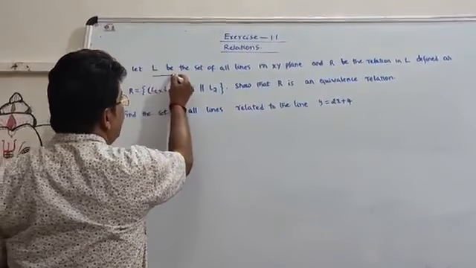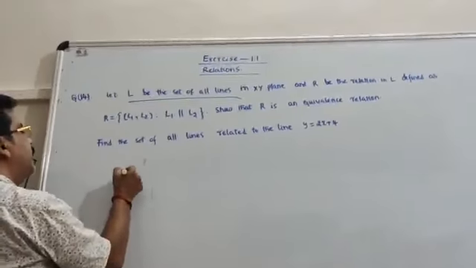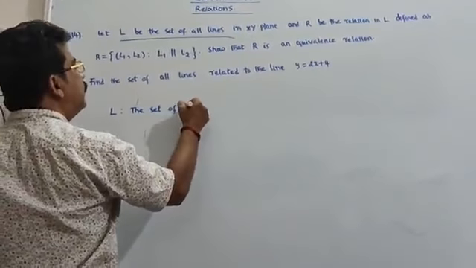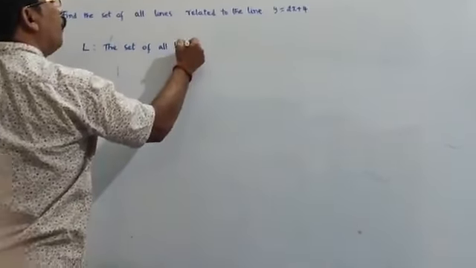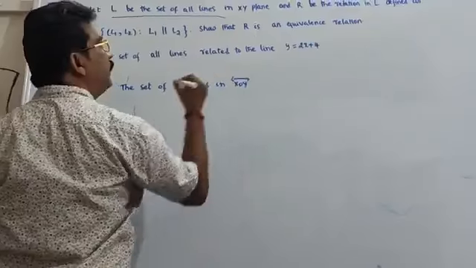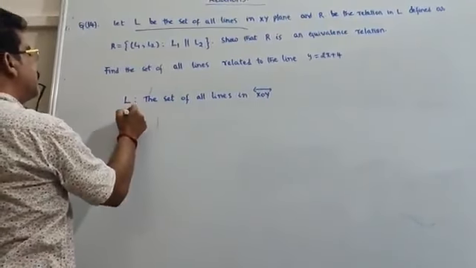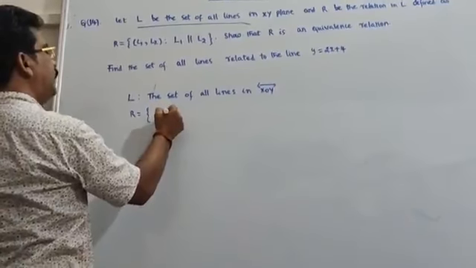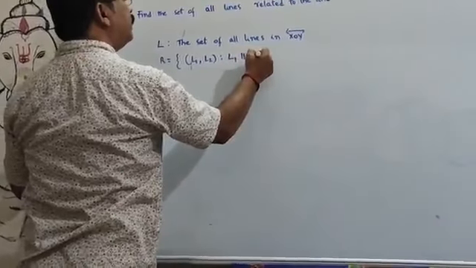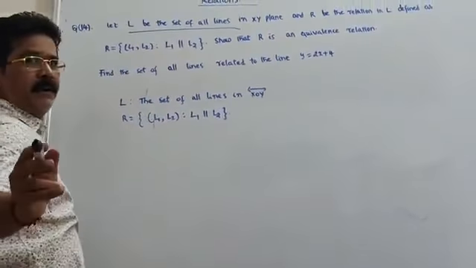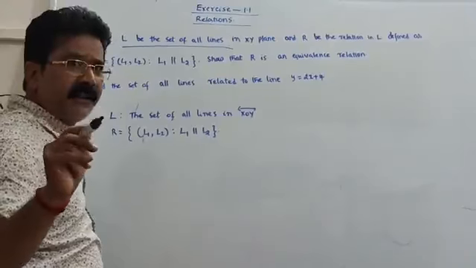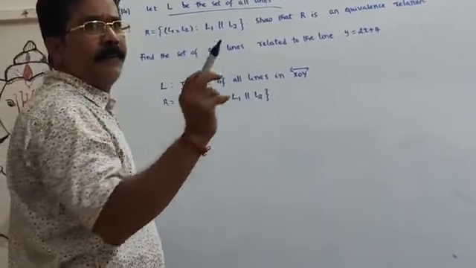Let capital L be the set of all lines in the XOY plane, and capital R defined as the set of (L1, L2) such that L1 is parallel to L2. Already I said in shortcuts, parallel, then definitely this relation is an equivalence relation on the set of lines.